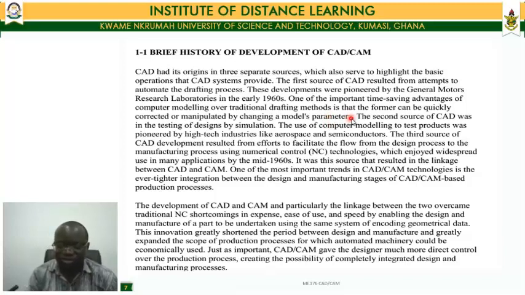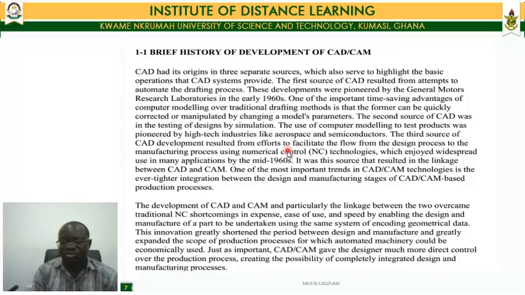and the various features. Now, the second source of CAD was in the testing of designs by simulation. So there was that question that, okay, having used a computer to create the models, why can't we use a computer to then simulate the model and let it behave as if it is a real part, having these parameters? If it is aluminium, we can give aluminium properties to the part and subject it to whatever load and see the response on the computer. So that is what we mean by simulation.